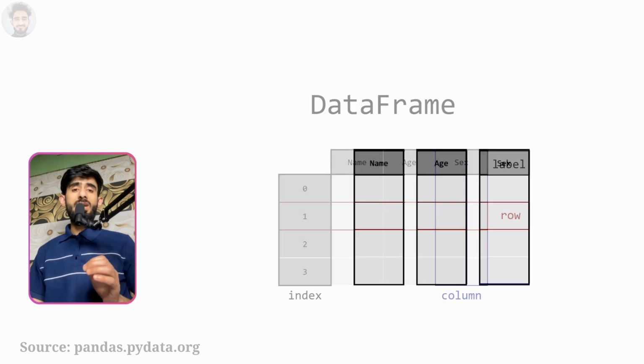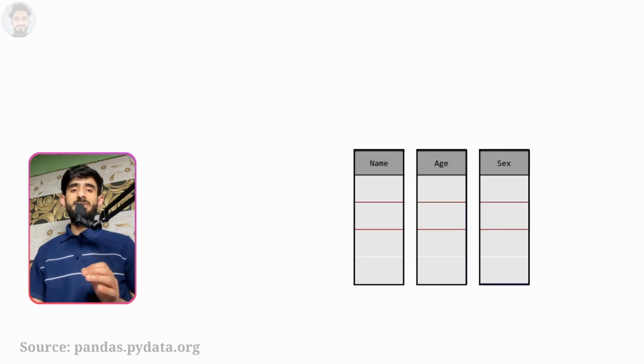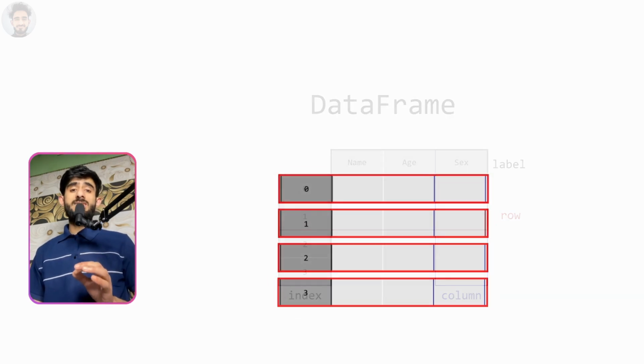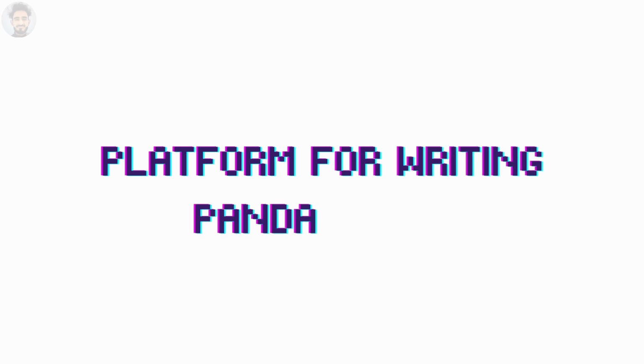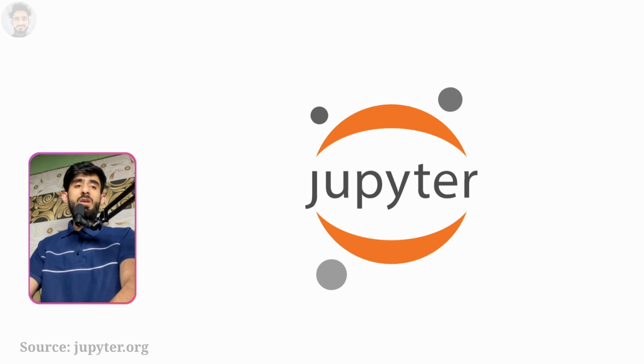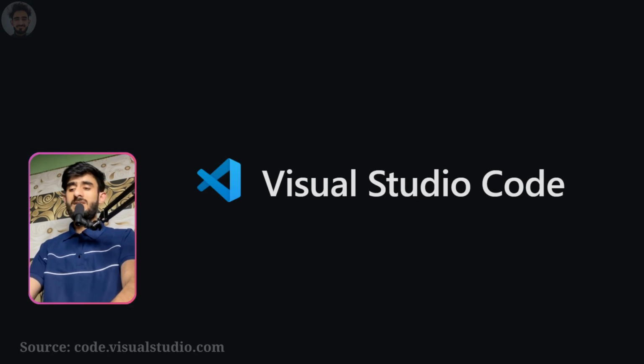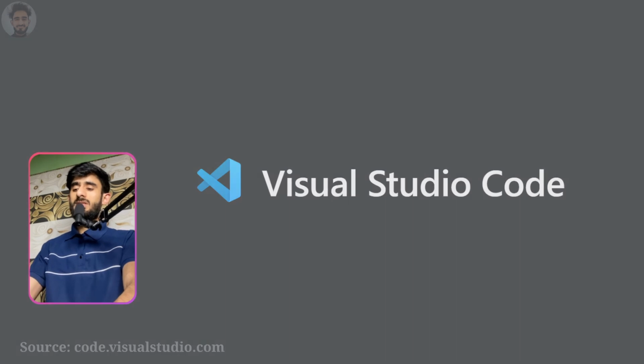Another thing we have to learn is a series. So each column in a data frame is called a series. Also, each row consists of a series. So mostly in industries, we use the Jupyter notebook to work with Pandas. Here I'm using the VS Code with the Jupyter extension to work with data using Pandas library.